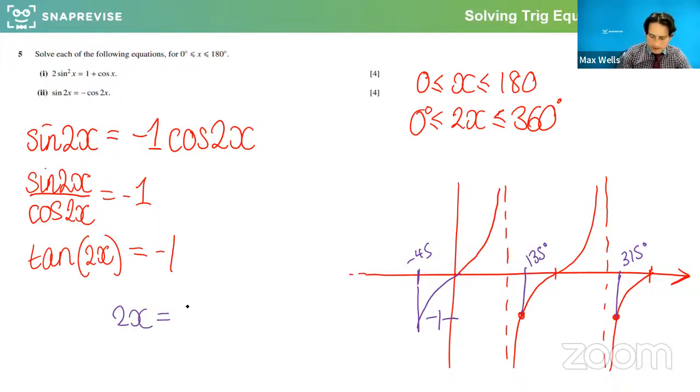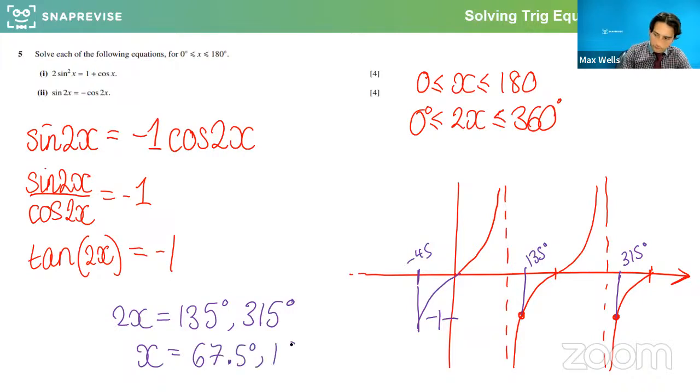Let me know if that's not making sense though, but there's quite a lot going on with this one. Lots of very similar looking numbers as well. So then hopefully we're happy that x is 67.5 and 157.5, putting it back in the correct range, the correct interval or domain, which we can of course check as well.